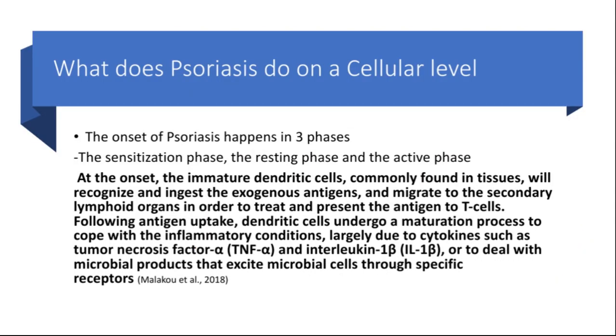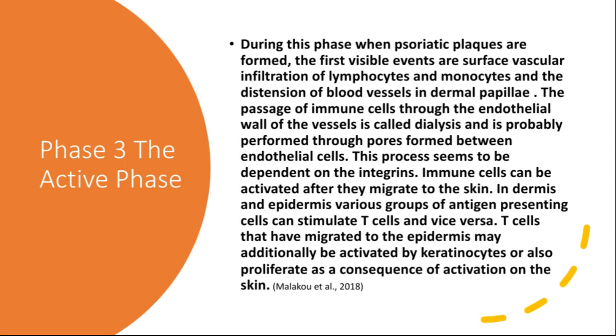The first 2 stages are the sensitization phase and the resting phase. The last is the active phase. During this phase, when psoriatic plaques are formed, the first visible effects are surface vascular infiltration of lymphocytes and monocytes and the distension of blood vessels in the dermal papilla. The passage of the immune cells through the endothelial wall of the vessels is called dialysis, which we've all heard before, and is probably performed through pores formed between endothelial cells. This process seems to be dependent on the integrins.